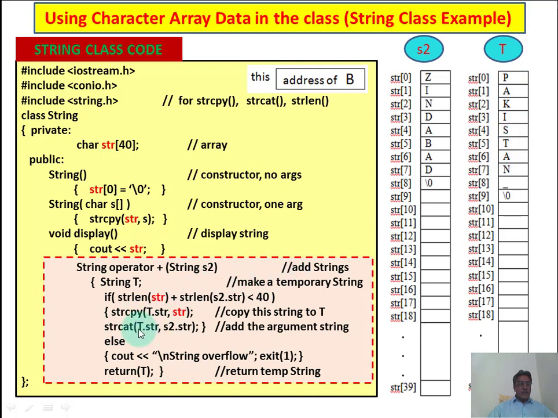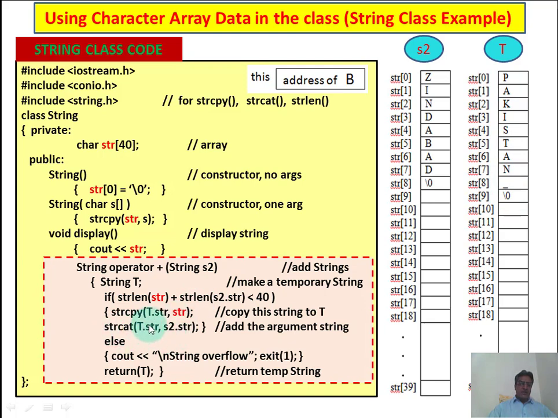Now strcat, this function will concatenate the Zindabad value. S2.str contains Zindabad. This value will be concatenated to the already stored value of T. What is stored in T? Pakistan is stored in the memory of T, and Zindabad will concatenate with this value. How is the concatenation operation performed?